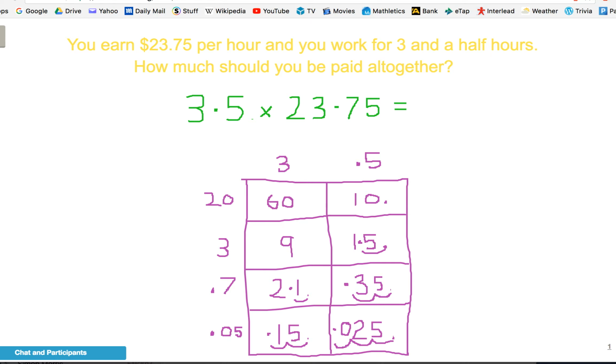Then it's the final stage, adding it together. I would start by doing all the whole numbers. So we've got 60 and 10 is 70, 79, 80, and 2 is 82. So I would jot down 82 somewhere.